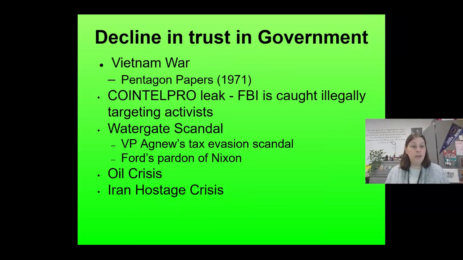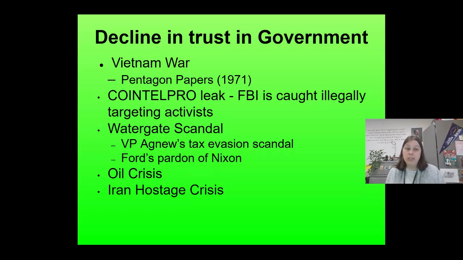We also have this decline in trust in government that I mentioned. The United States becomes more cynical overall by the 1970s as a result of a combination of the things that you can see on the slide, the Vietnam War and its unpopularity, and particularly the leak of the Pentagon Papers, which revealed to the public that the government is misleading the Americans about the way that the Vietnam War was progressing. The Watergate scandal is another really big one.